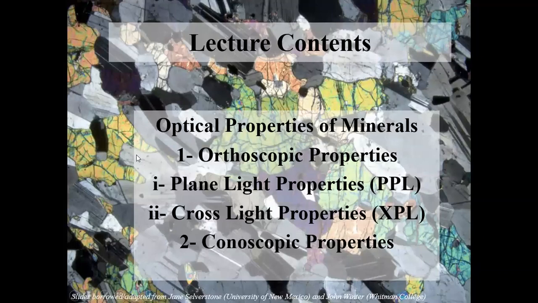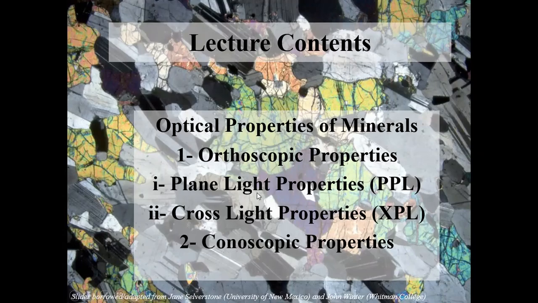Optical properties of minerals are those properties of minerals which change with the light. They are affected by the light. There are two broad categories of optical properties. One is termed orthoscopic properties, which is subdivided into plane light properties and cross light properties, while another category of optical properties is termed conoscopic properties.